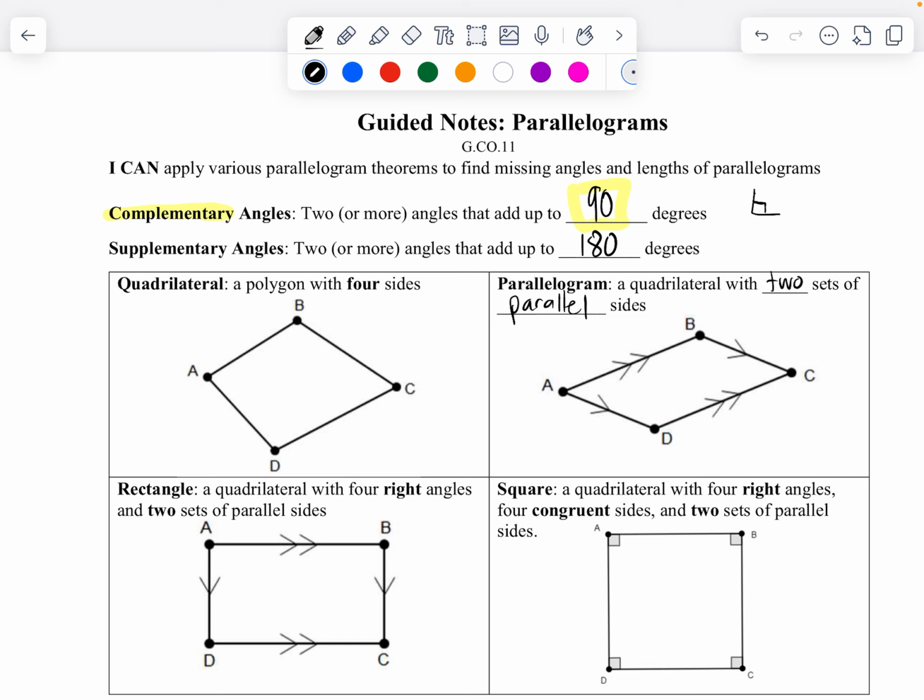Just as a heads up. Now, another one that we're going to use today and use often is supplementary angles, where two or more angles are going to add up to 180 degrees.